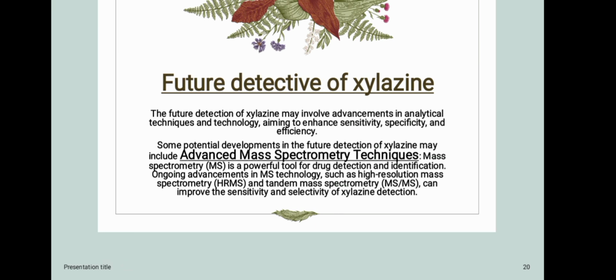Next and last topic is the future detection of xylazine. The future detection of xylazine may involve advancements in analytical techniques and technology, aiming to enhance sensitivity, specificity and efficiency. Some potential developments in the future detection of xylazine may include, first, advanced mass spectrometry techniques. Mass spectrometry is a powerful tool for drug detection and identification. Advancements in MS technology such as high-resolution mass spectrometry and tandem mass spectrometry can improve the sensitivity and selectivity of xylazine detection.